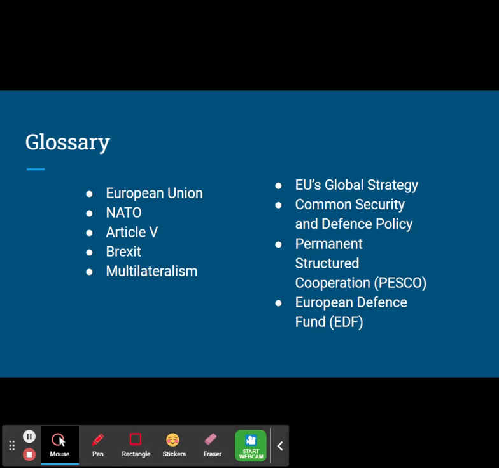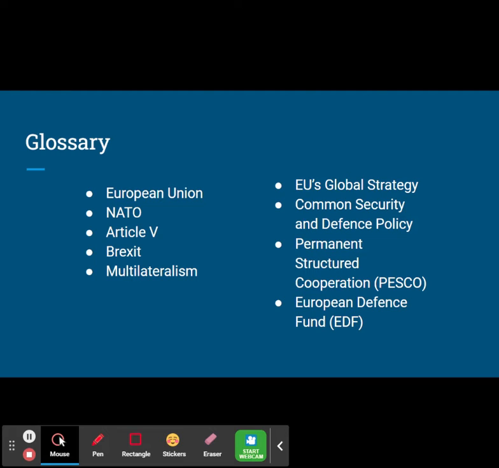Next is Brexit, which is the withdrawal of the United Kingdom from the European Union in 2020. Next is multilateralism, which refers to an alliance of multiple countries pursuing a common goal. Example, international climate regimes like the Paris Climate Accords are a form of multilateral solutions to climate change. Next is the EU's global strategy, which was a report published in 2016 that provides directives for long-term EU goals, one of those being strategic autonomy.